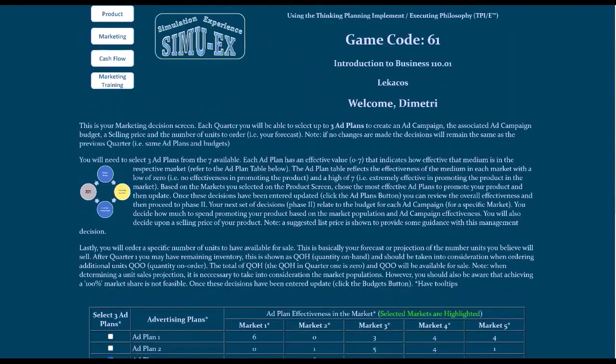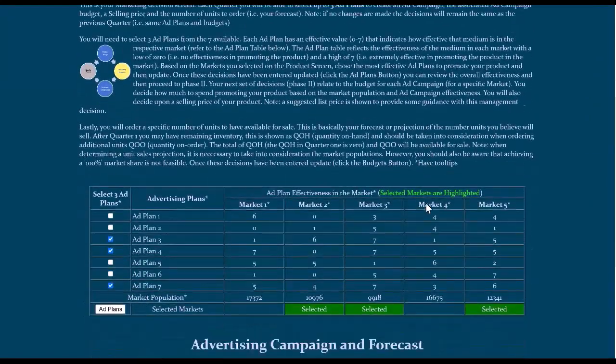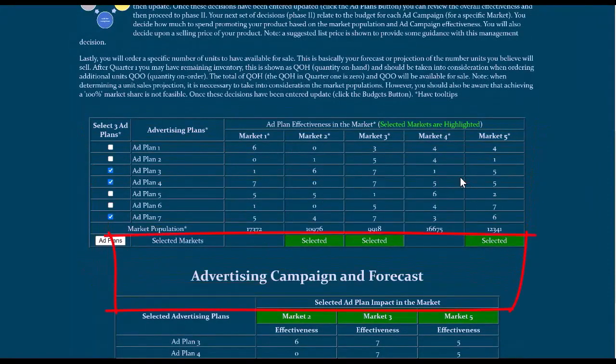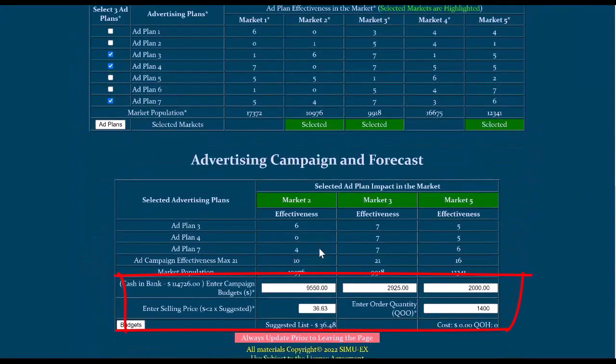So your marketing decisions are essentially 2-step. One is determine the ad campaign, and number 2, the promotional dollars, pricing, and forecasting.